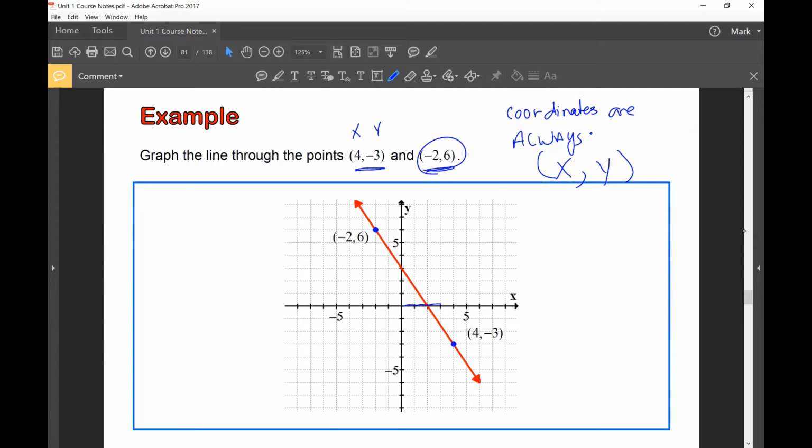Okay, let's look at -2 and 6. Again, X, Y. So here I'm going to go, and I'm here, guys, on this side. I'm going to go to -2 and then count up to +6. And there we go, there's my point. To draw the line, I connect these 2 points using a ruler or whatever you guys have around you. If you don't have a ruler, it doesn't need to be perfect. It should be nice and straight, but use whatever you can.